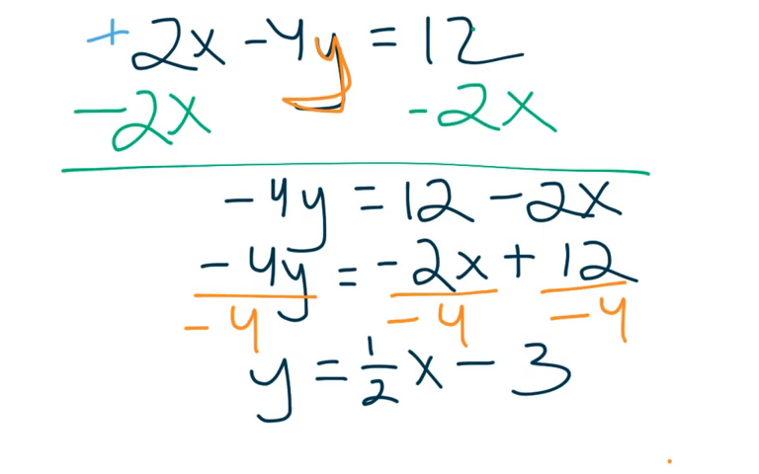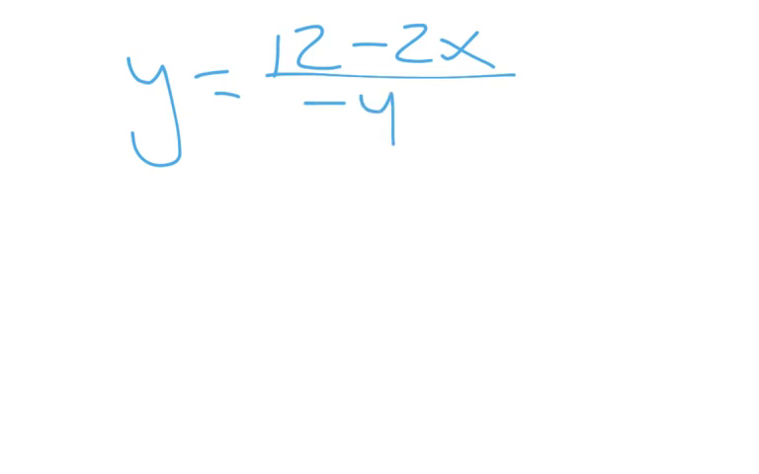Either is fine. This would be the form you would want it in if you were going to go ahead and graph it, because if you remember from Algebra 1, this is your y-intercept and this is your slope, which is your rise over run. If you weren't going to do anything with it, you could leave it as 12 minus 2x all over negative 4. That would also be correct. That's what we call an equivalent answer. It's just in a different form.